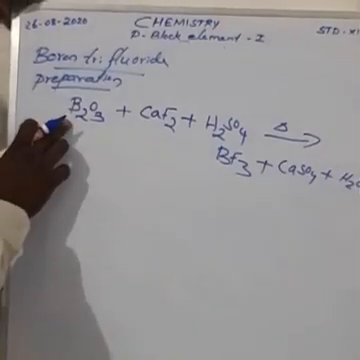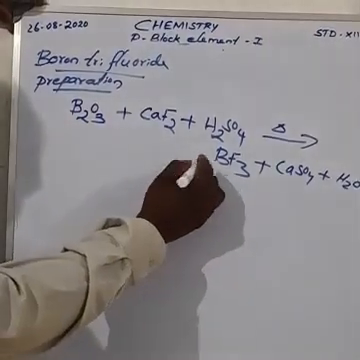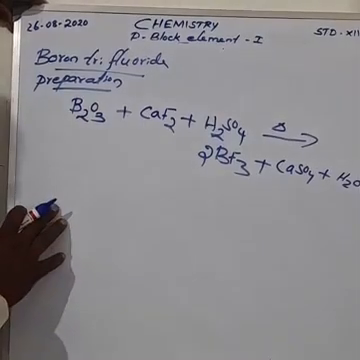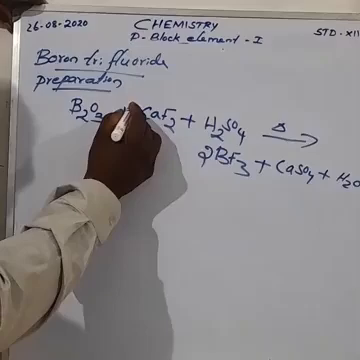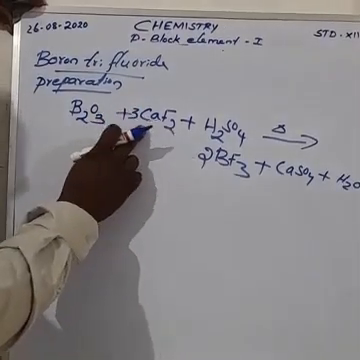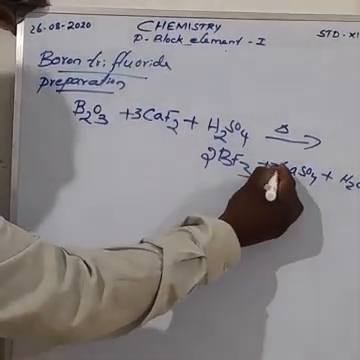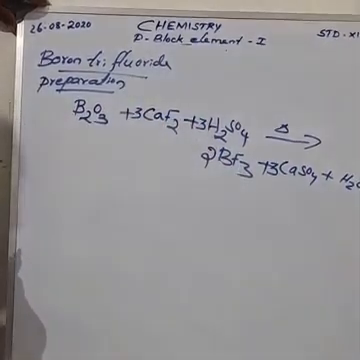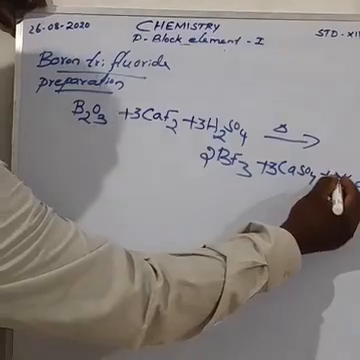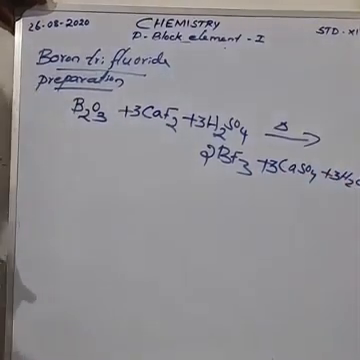Here having boron 2, here having boron 1. So make it 2 here. Next about the fluorine. Here having 6 fluorine, then calcium 3, sulfate also 3. Next about the water, make it 3. Now the equation is balanced.